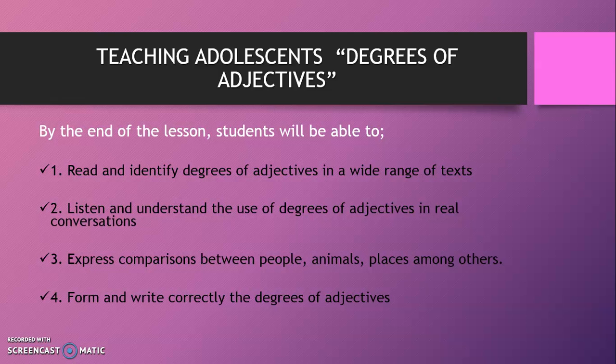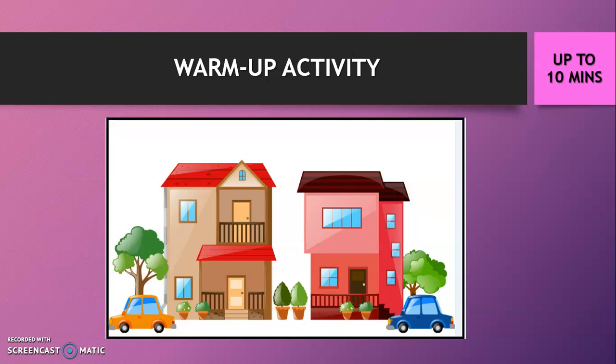Students have to be able at the end of this lesson to read and identify degrees of adjectives. They need to be able to listen and understand the use of degrees. They need to express comparisons between people, animals, and other items. And lastly, they have to be able to write comparisons correctly by using the right rules and the right structures of degrees of adjectives.